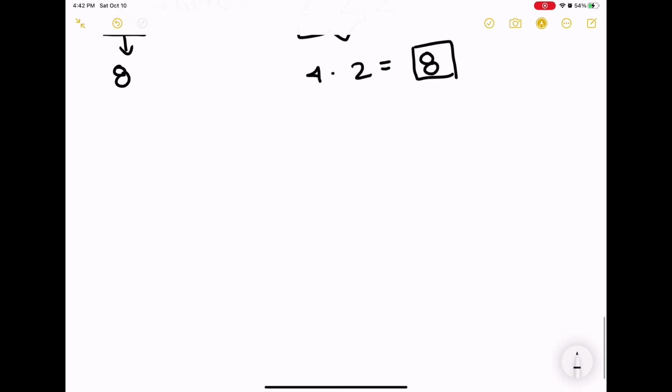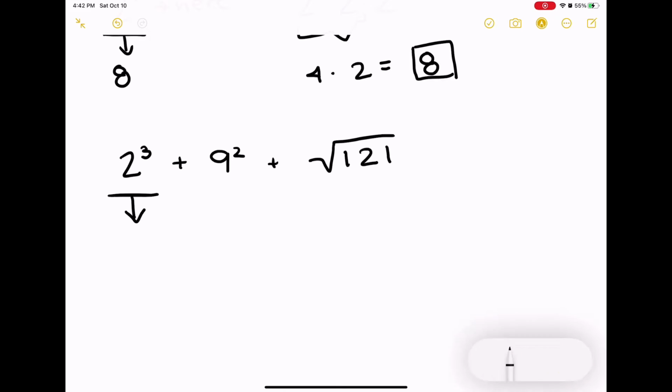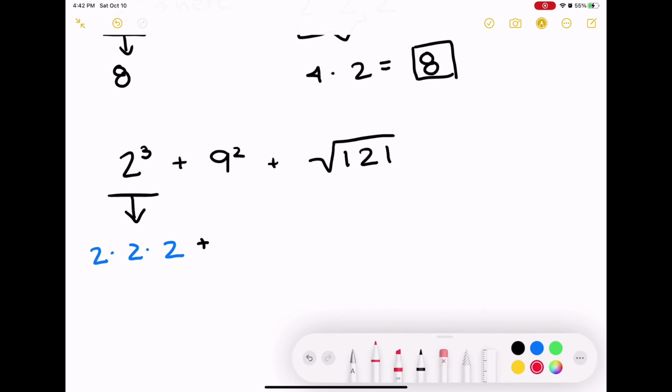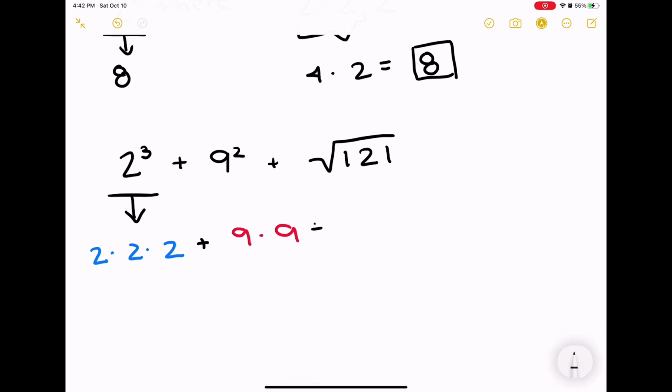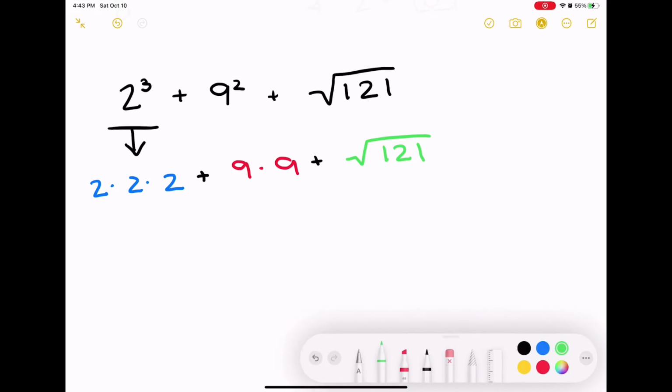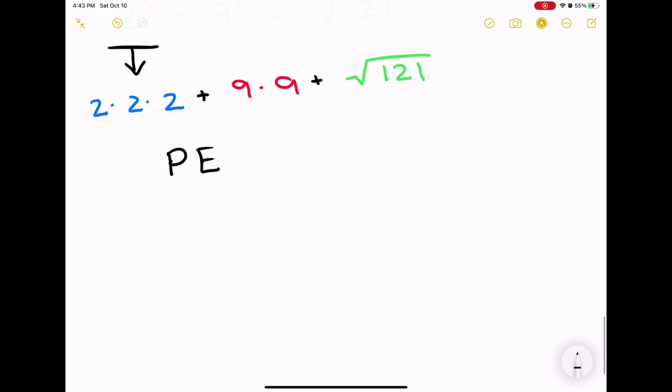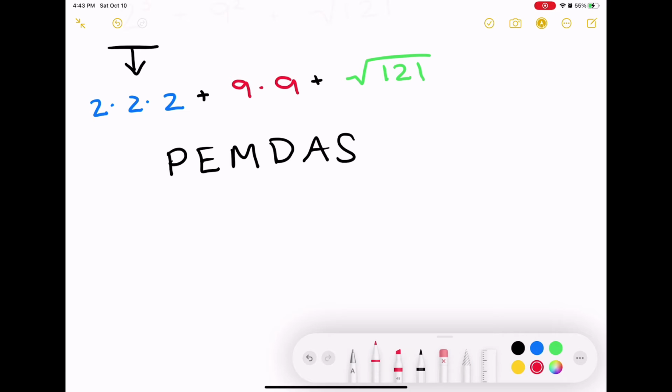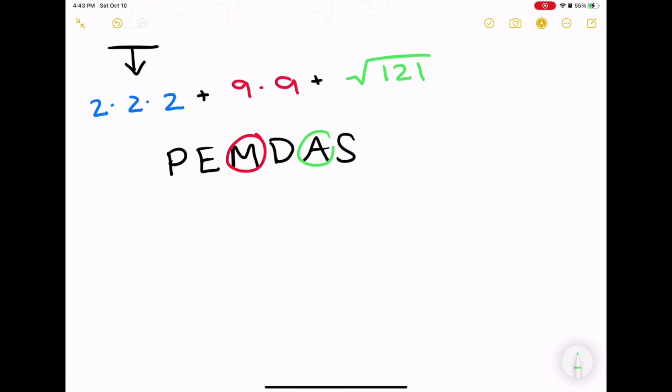Now, we are going to apply everything that we've learned today and do one problem. 2 cubed plus 9 squared plus the square root of 121. So let's break down this problem into smaller parts. 2 cubed is 2 times 2 times 2, because the base is 2, and you're multiplying it 3 times. And then 9 times 9, because you're multiplying 9 2 times, plus the square root of 121. Now, remember, we have to use PEMDAS, which means, in this case, we're going to do the exponents, but we've broken it down into multiplication. But still, multiplication goes before addition.